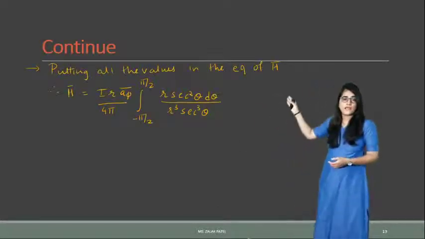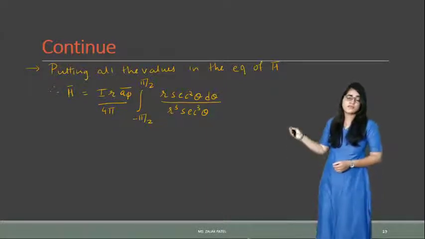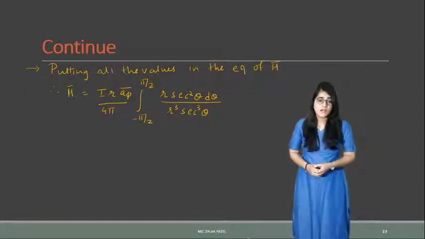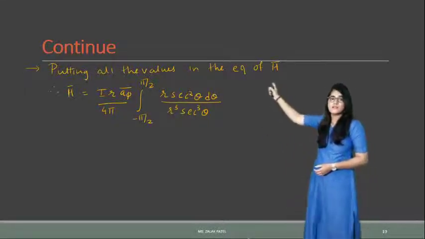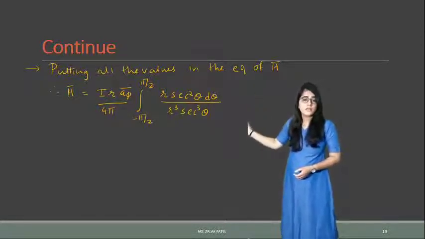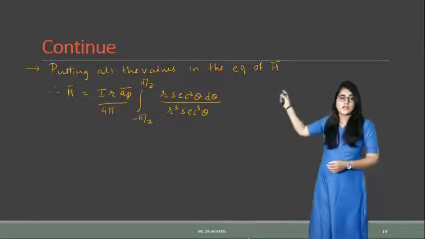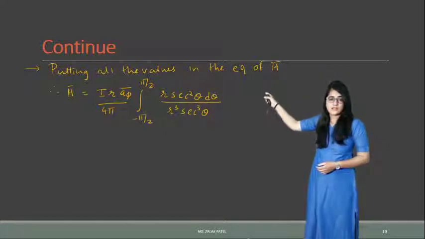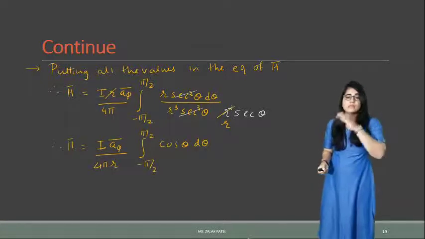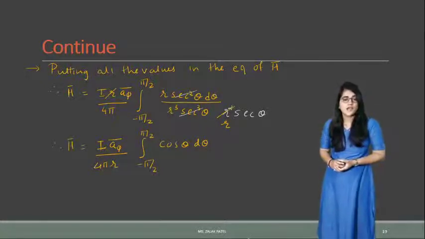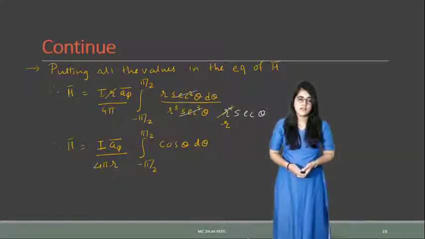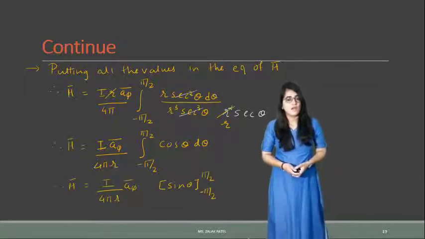So I R upon 4 pi, a phi is as it is. The integration limit is from minus pi by 2 to plus pi by 2. Here our differential term will be r sec square theta d theta, divided by r cube sec cube theta. If you see this equation, r sec square theta cancels out, so the only term remaining is 1 upon sec, and 1 upon sec is cos theta. So you have to do the integration of cos theta. The integration of cos theta is sin theta, and obviously the limit is from minus pi by 2 to plus pi by 2.